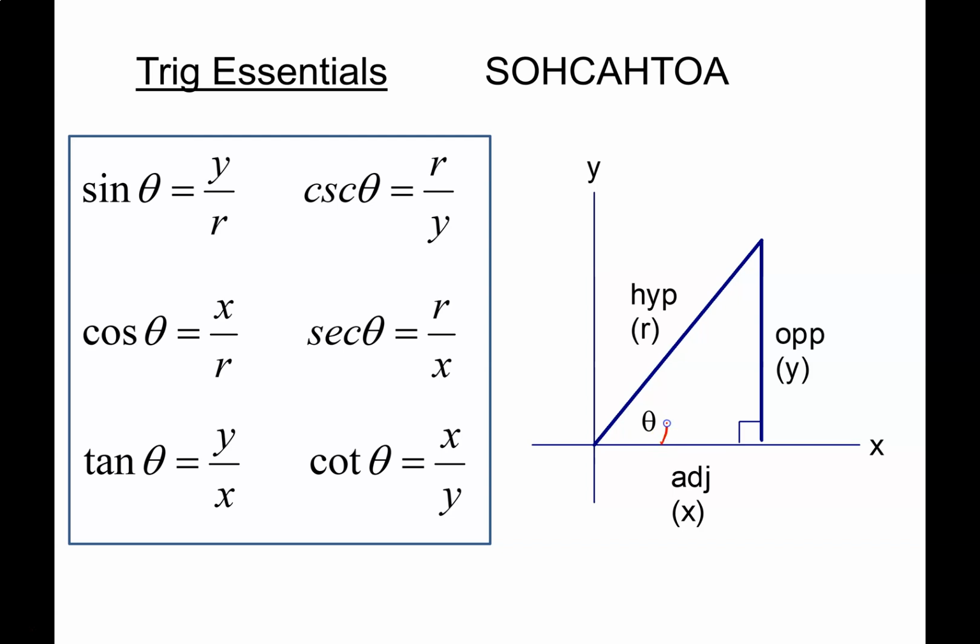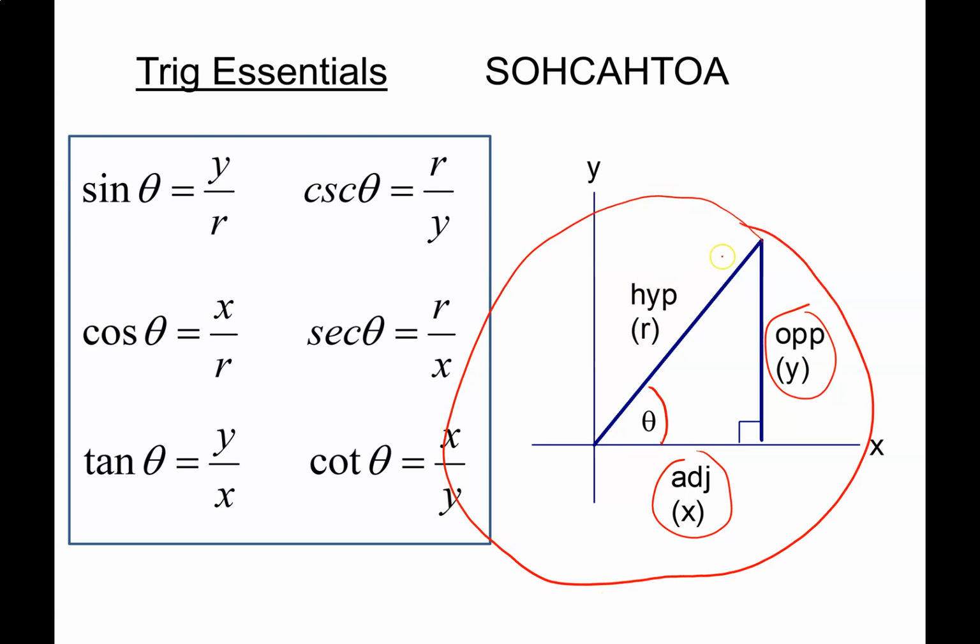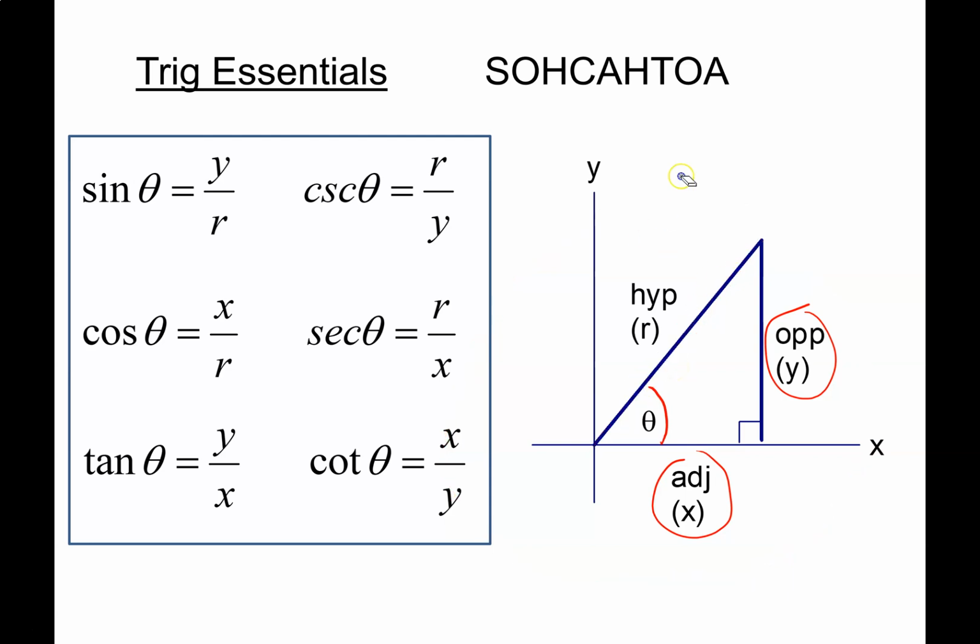If I have a right triangle in standard position, meaning with its initial side on the positive x-axis, the opposite side is my y-coordinate on the unit circle, the adjacent side is my x-coordinate, and r is my hypotenuse, the radius of the unit circle. Those are all important things to know.